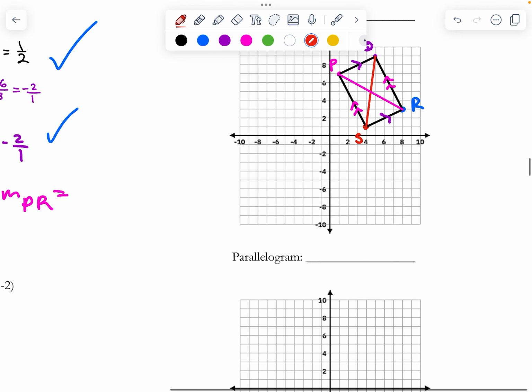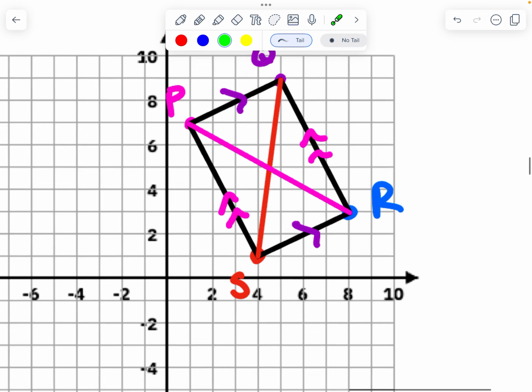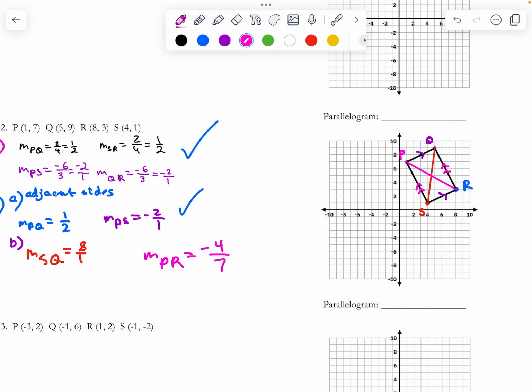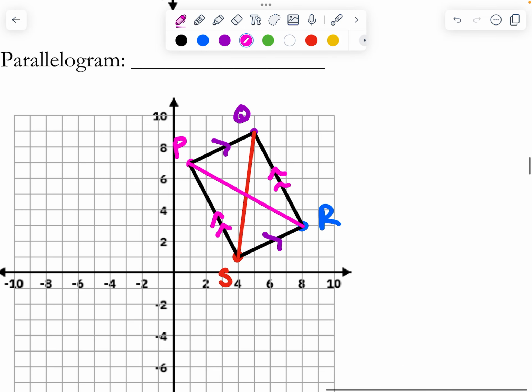And then we're going to go ahead and find the slope of PR. 1, 2, 3, 4. Down 4 over 1, 2, 3, 4, 5, 6, 7. Negative 4 over 7. All right, we start with the left side. So we're going to have to go down 4 over 7.